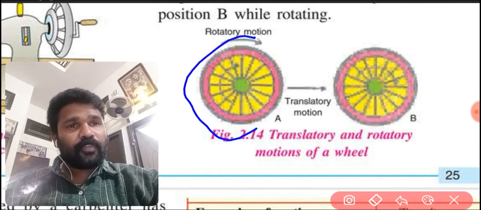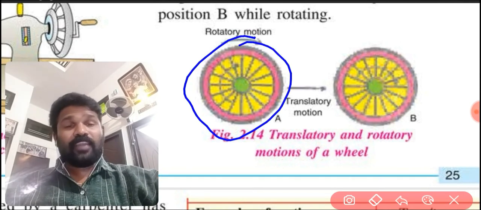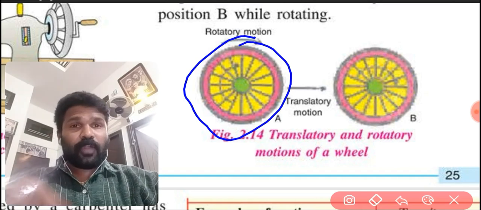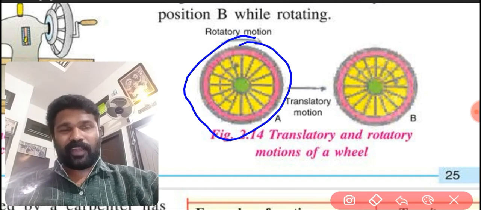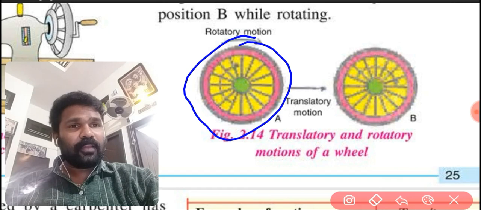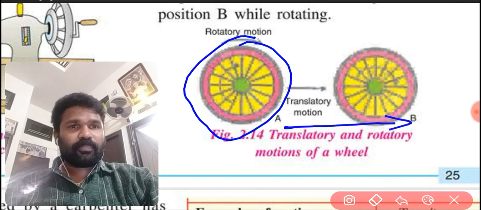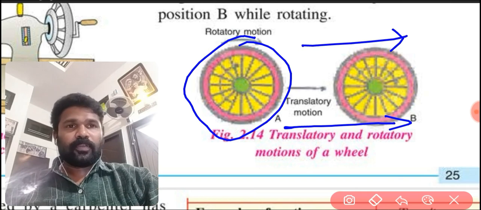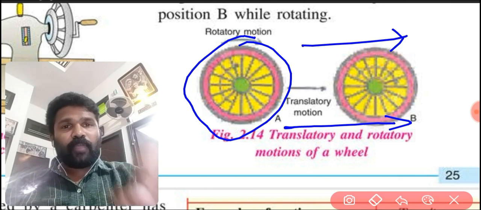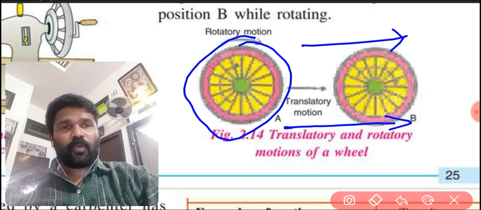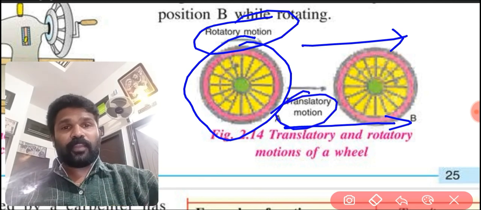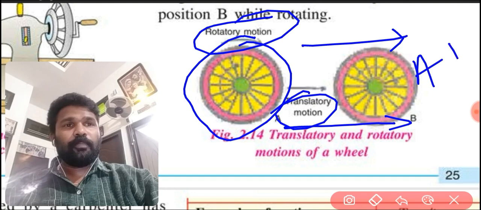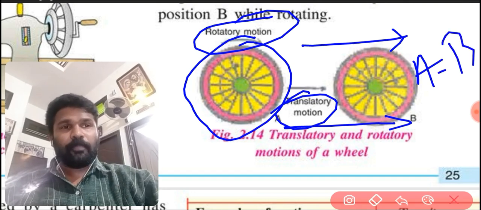The tire itself is rotating about its own axis. So we can say that that is rotatory motion. And while moving, the tire moves straight, it moves forward, that is a translatory motion. So the movement of a moving vehicle's tire shows both rotatory and translatory motions while it moves from position A to B.